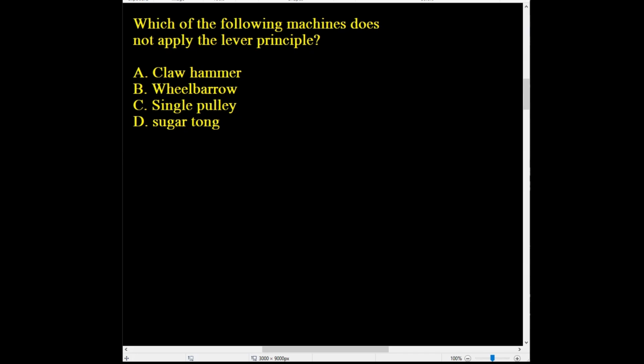Yes, sir. So forces acting in opposite directions can maintain a balance. And it's seen in the three options, but this one does not apply the lever principle, okay? Is that clear? Yes, sir.